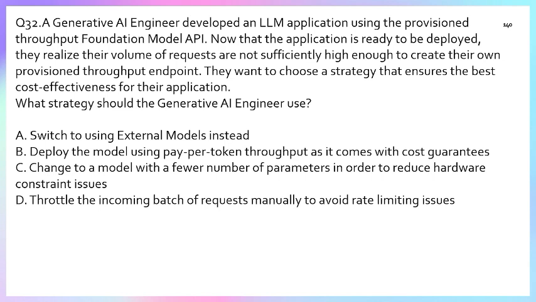Now option D. Throttle the incoming batch requests manually to avoid rate limiting issues. Throttling requests is a strategy to manage high traffic, okay, and not low traffic. It is used to prevent the service from being overwhelmed. This is an irrelevant approach for a low volume workload, and it is not cost effective on the provisioned plan. So the correct answer is pay as you go.